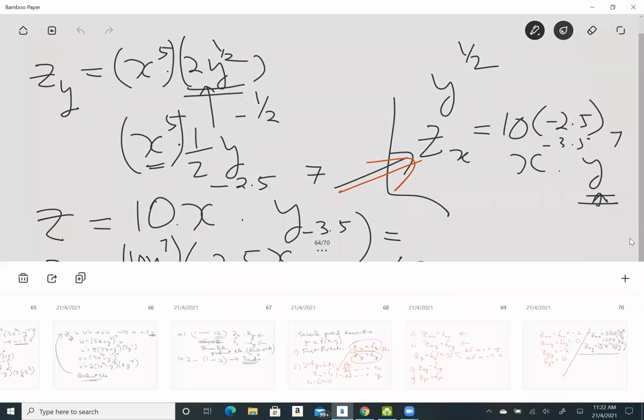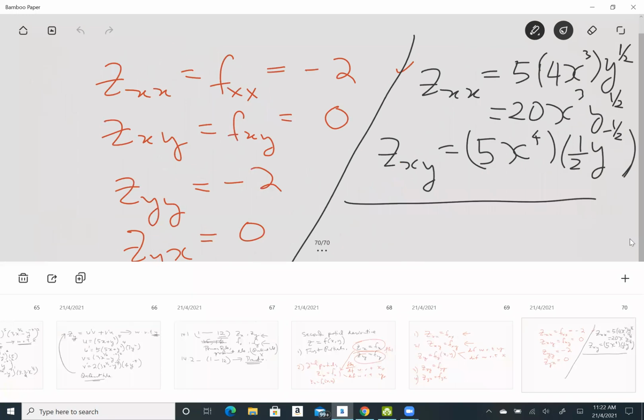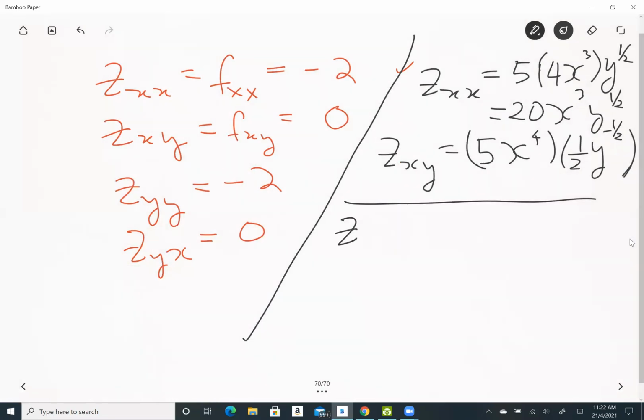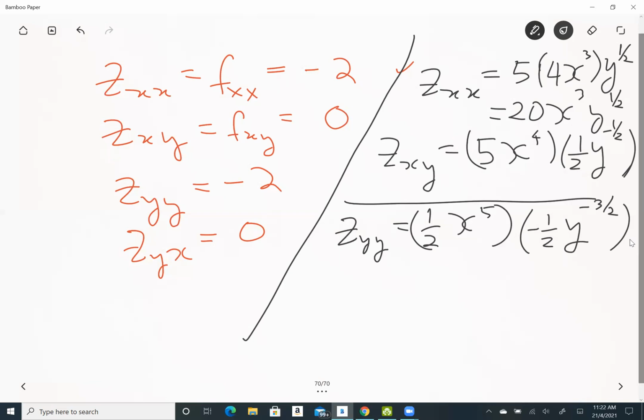So take the derivative of that with respect to y. So what do I get? So zyy. The constant will be half x to the power of 5, okay? And then the variable is y to the power of negative half. So what do I get? I get negative half, and y reduces the power by 1, that will be negative 3 over 2. So you can multiply half and negative half, that becomes negative 1 over 4.